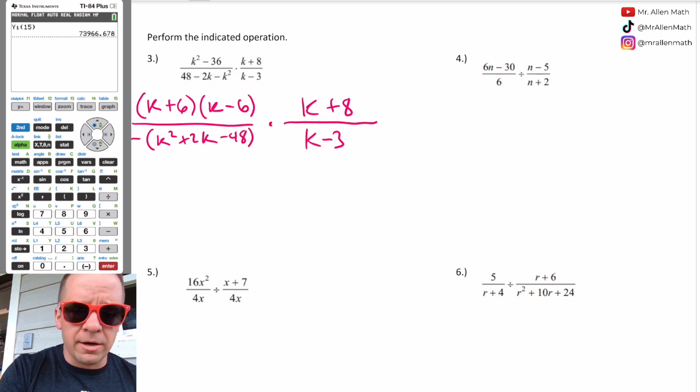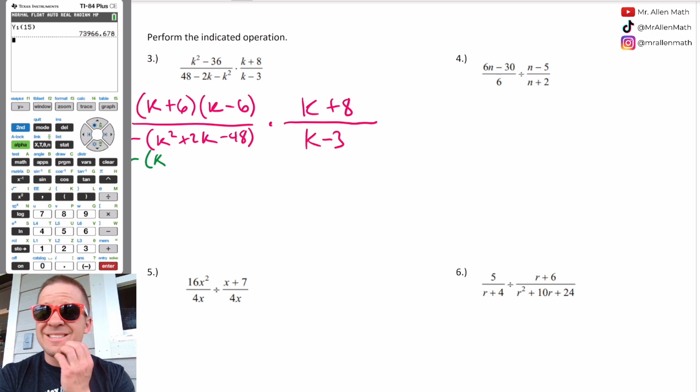So now that we've got that all cleared, let's factor that one up. I'm just going to do that right below it. We're going to have negative, and we've got k. And then it would be, let's see here, what multiplies to negative 48 and adds to 2?